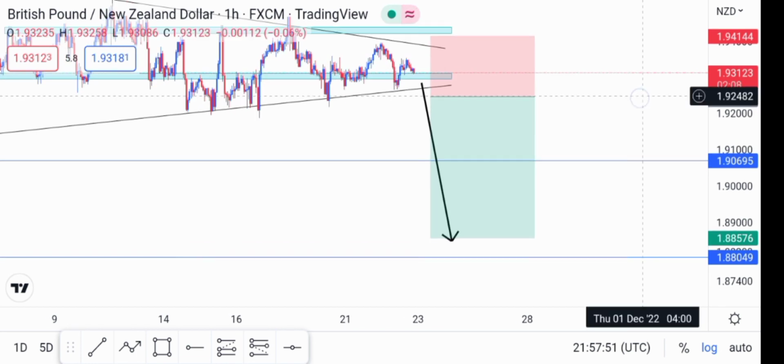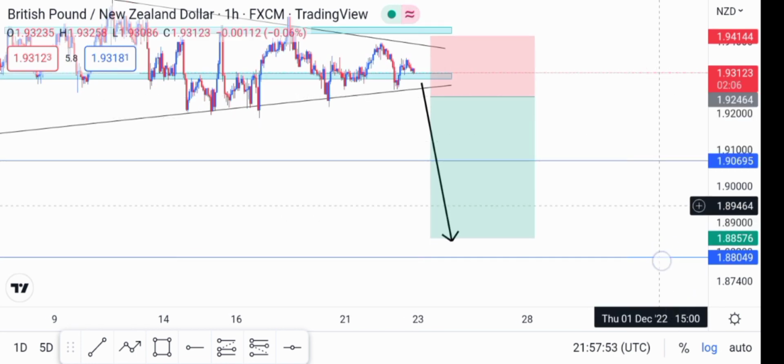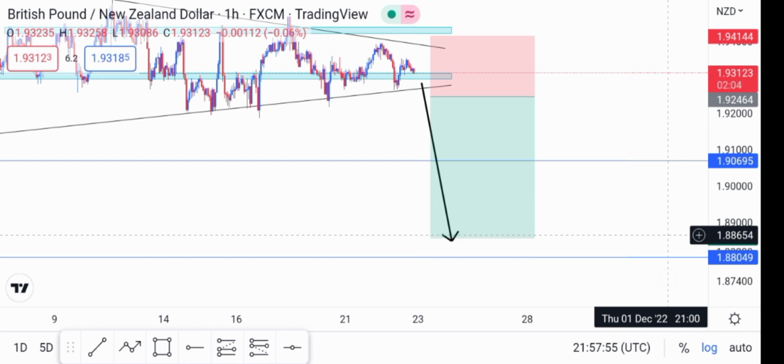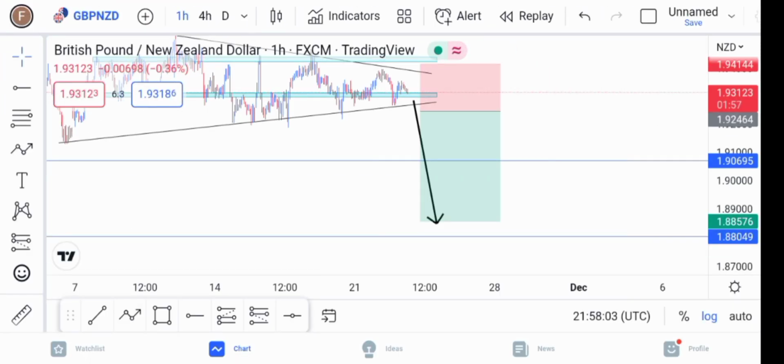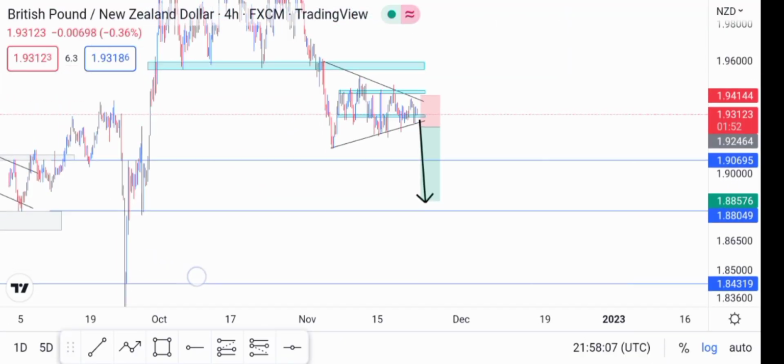So the first take profit, this one right over here, the second take profit, this one right over here, and this one I'm not sure about, so you're going to focus on this one and this one. So this is how we are going to trade GBPNZD. This is the pattern that I'm seeing.